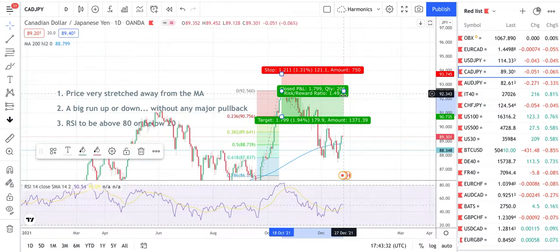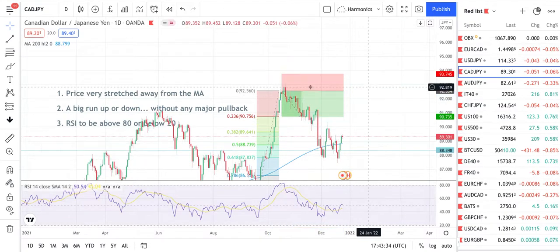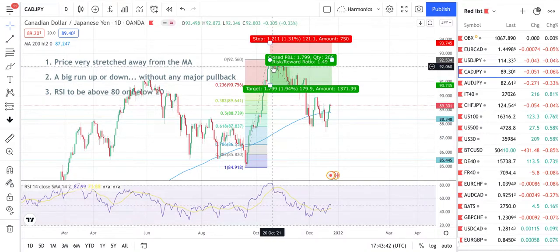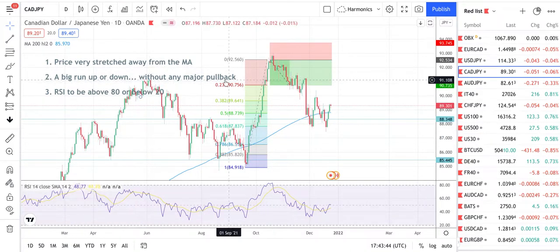So 1.5 risk reward ratio. This is where I enter the trade because this is where my conditions are met. Once again, price very stretched away from the moving average. Yes, it is very stretched away. A big run up and down without any pullback. Yes, it's a huge run up without any pullback. RSI to be above 80. Yes, it is above 80.